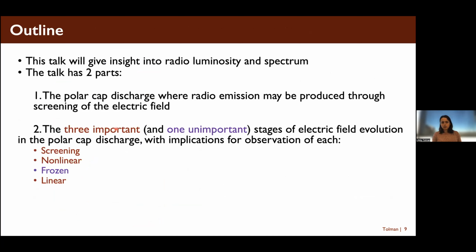In this talk, we're going to study this emission and try to give insight into two aspects of it that aren't fully understood: the radio luminosity and the spectrum. The talk will have two parts. The first part is a discussion of the polar cap discharge, where the radio emission may be produced through the screening of the electric field. Then we'll talk about three important and one unimportant stages of electric field evolution in the polar cap discharge, with implications for observation of each. We'll talk about a screening stage, a nonlinear stage, a frozen stage, which is sort of a numerical artifact, and then a linear stage.